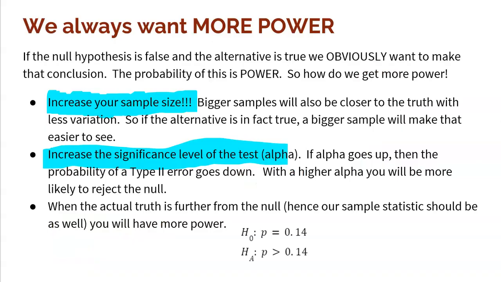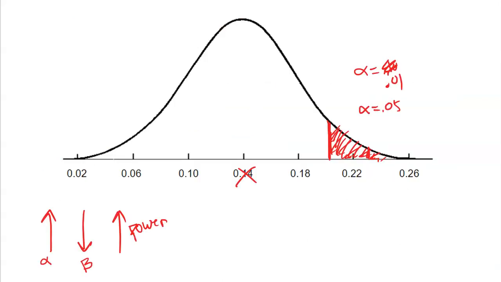Now, the last thing to do is kind of weird, because it's actually not in my control, but it does work. When the actual truth is further from the null, hence our sample statistic could be as well, you would have more power. Okay, let me explain this again with an example. Let's just say that the true proportion of kids in Jillianstown that vape is 35%. That is way, way, way above 14. I mean, that's way over here. Now, if that really is true, and I take samples from Jillianstown, guess what?